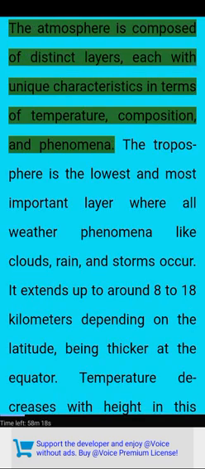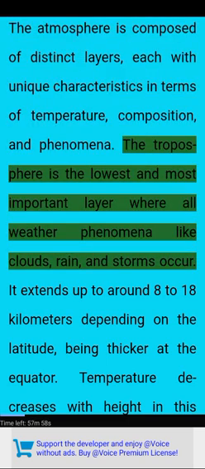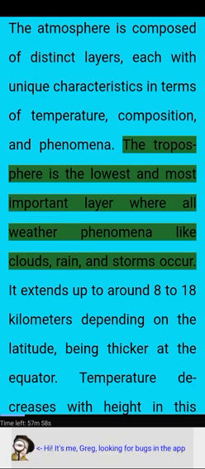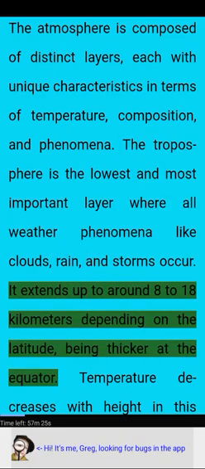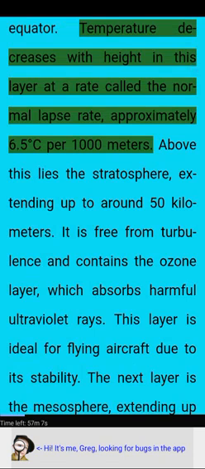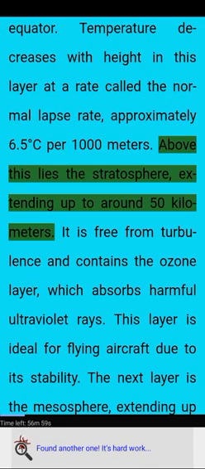The atmosphere is composed of distinct layers, each with unique characteristics in terms of temperature, composition, and phenomena. The troposphere is the lowest and most important layer where all weather phenomena like clouds, rain, and storms occur. It extends up to around 8 to 18 kilometers depending on the latitude, being thicker at the equator. Temperature decreases with height in this layer at a rate called the normal lapse rate, approximately 6.5 degrees Celsius per 1,000 meters. Above this lies the stratosphere, extending up to around 50 kilometers.